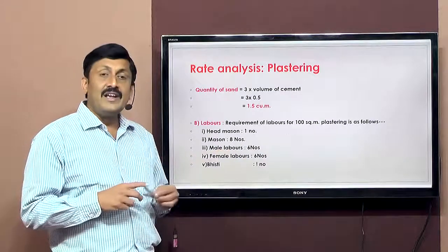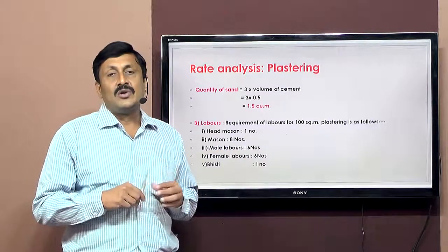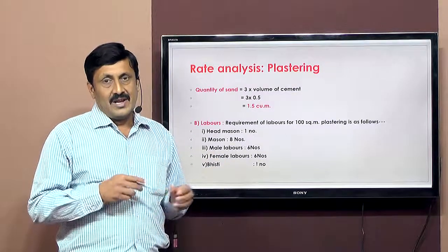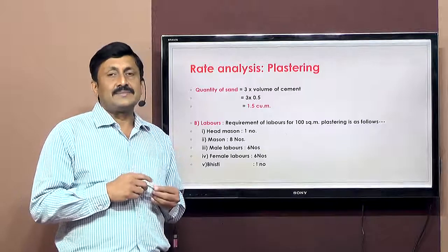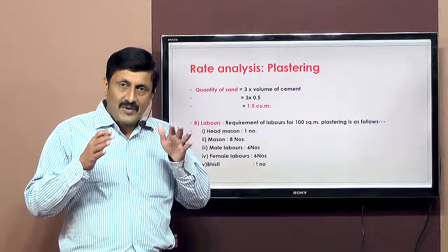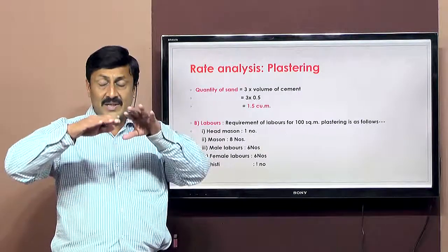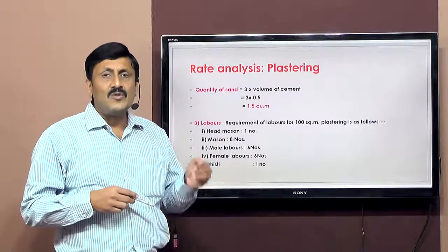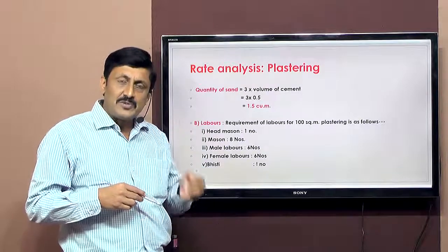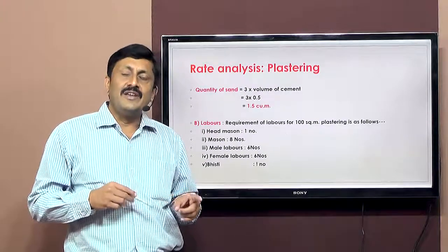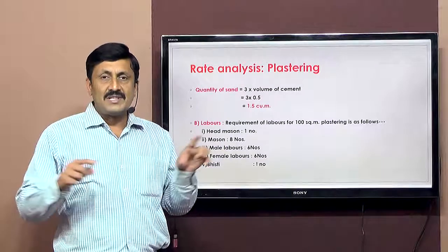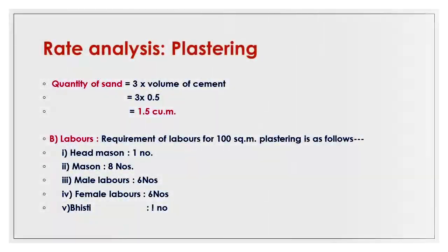Then second, we need 8 masons to complete this 100 meter square plastering. Now we have to understand this, or we have to assume this way, that the entire 100 meter square work is to be finished in one day. So if it is to be finished in one day, we need at least 8 masons to complete this 100 meter square work. Okay, so we need 8 masons.